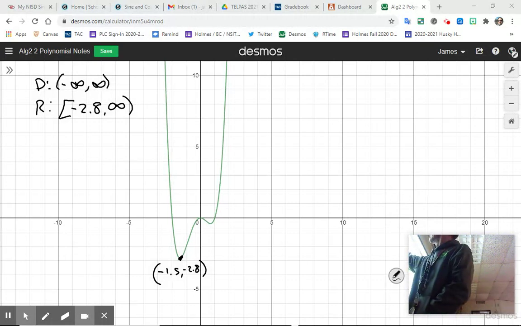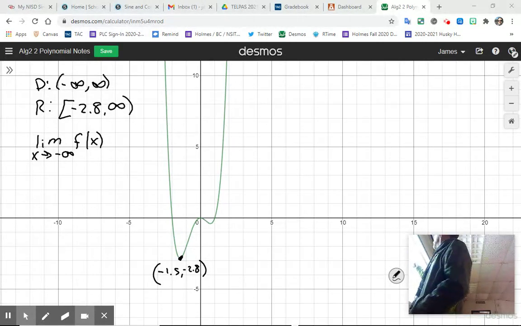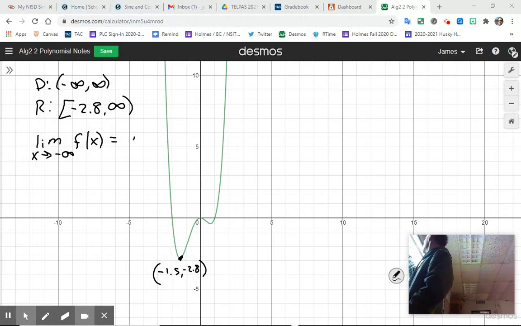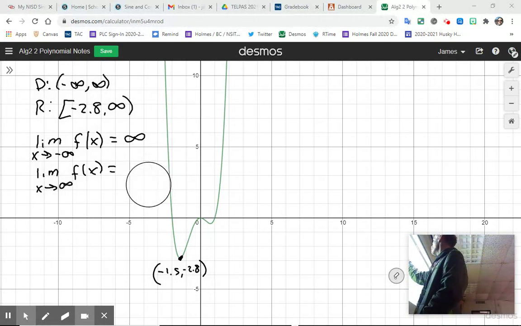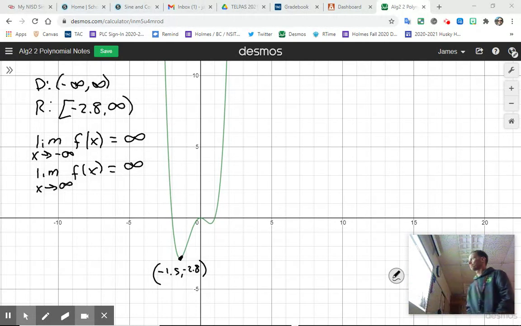How about my end behavior? The limit as x approaches negative infinity. So as it goes off to the left, what's happening? Well, both ends are doing the same thing. They're both going up, right? So as it goes to the left, it's going to positive infinity. As x goes to the right, it's also going to positive infinity. So in this case, both end behaviors are just going up to positive infinity.